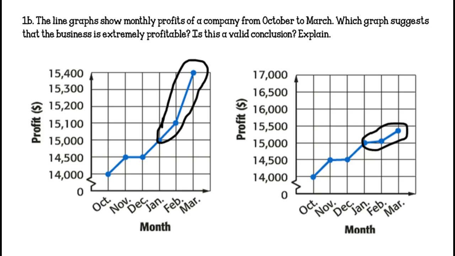But which one is valid? That would be graph B is the valid. Graph A is what they would want to use when they're trying to show that they make a lot of money. However, that would be lying, which is wrong.